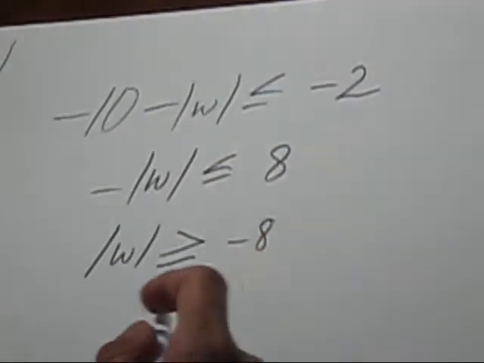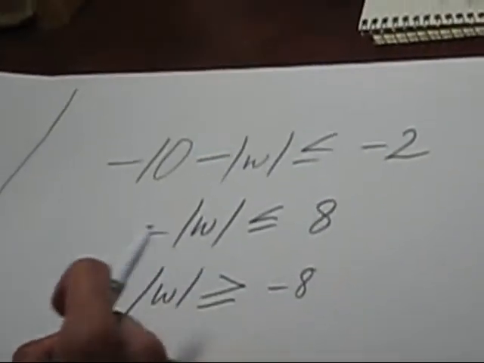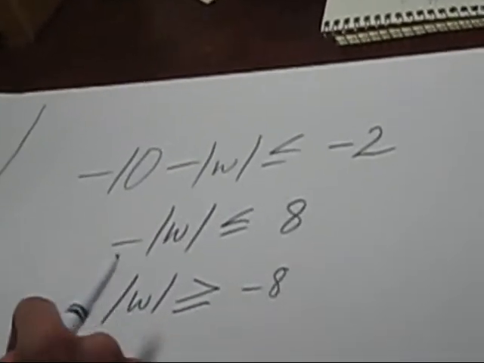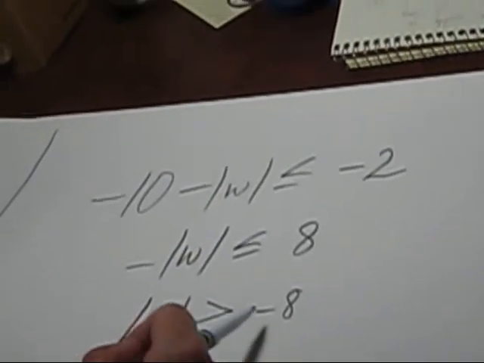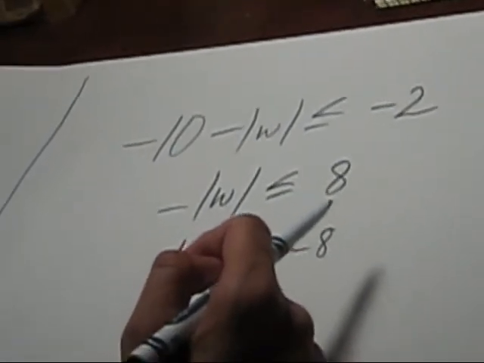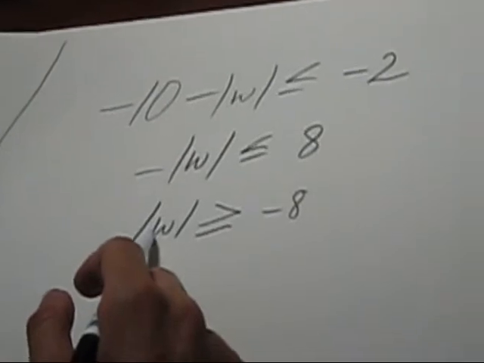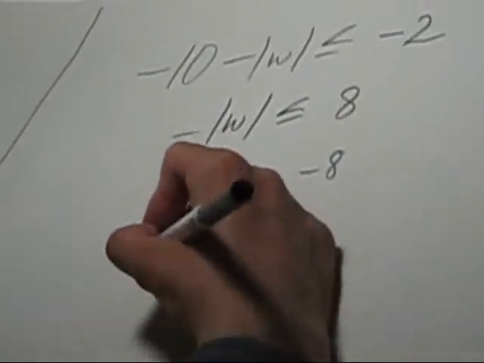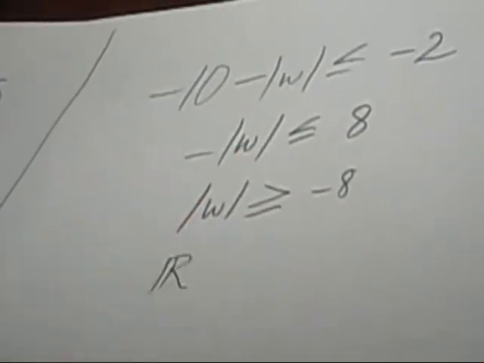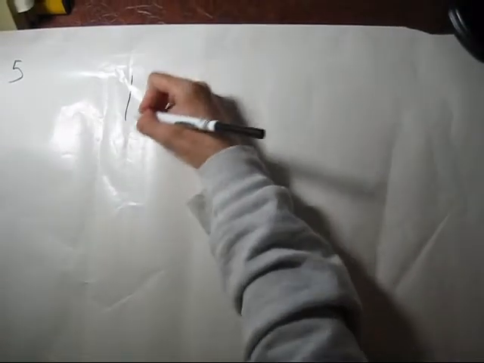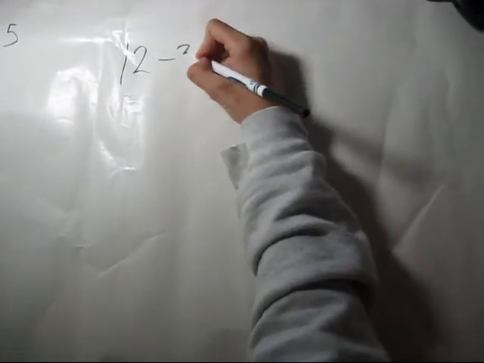Okay, before we go any further, let's just look at this. Remember, absolute value is a distance. When is distance greater than or equal to -8? Always. That means regardless of what w we put in, it will always make this a true statement. So the answer is the set of real numbers. We're going to do another trick problem.